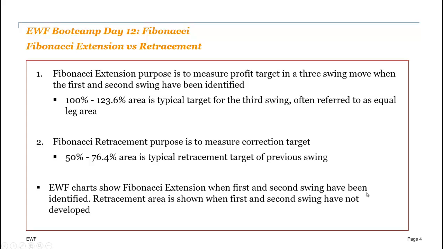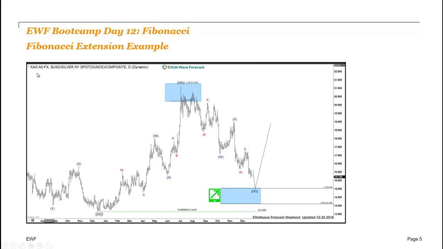When the first and second swing have been identified, we will always use the Fibonacci extension, which by default is what we use. But when the first and the second swing have not been developed, so have not been identified, sometimes we will show a retracement area to give members some approximate idea. So let's take a look at an example. Again, this is a daily chart of silver, and this is showing the Fibonacci extension.